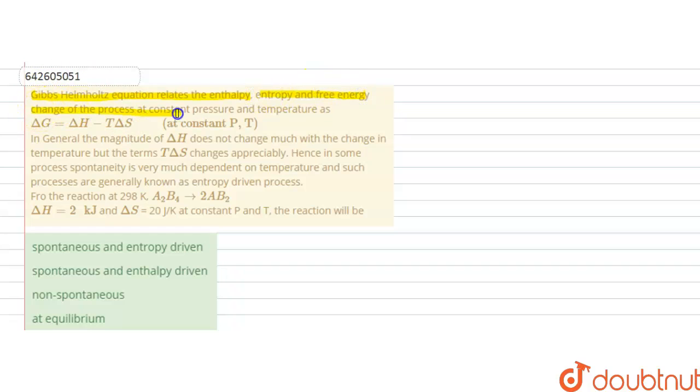Hello students, the question is: Gibbs Helmholtz equation relates the enthalpy, entropy and free energy change of the process at constant pressure and temperature as delta G is equal to delta H minus T delta S. In general, the magnitude of delta H does not change much with the change in temperature, but the term T delta S changes appreciably.